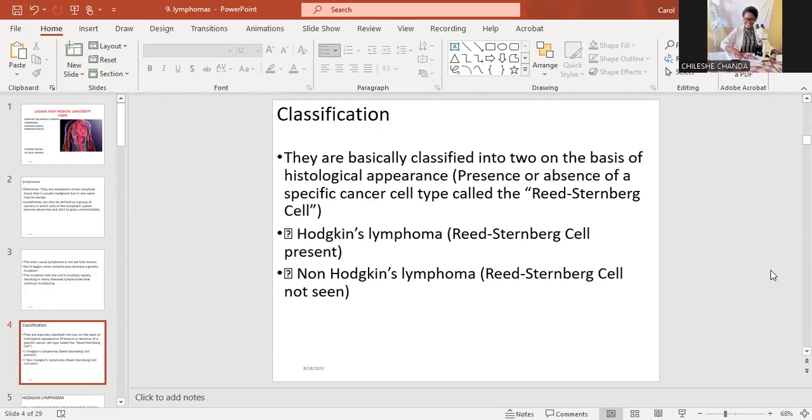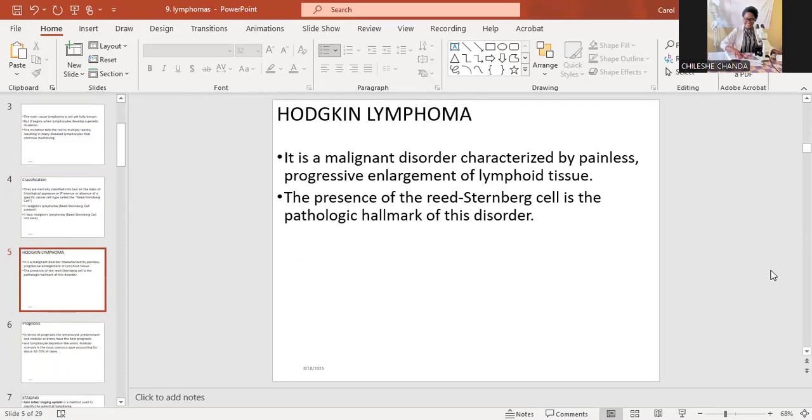Now, what are the classifications of lymphomas? Lymphomas can be classified into two: Hodgkin's or non-Hodgkin's lymphomas. This classification is based on what one sees when you take the lymphoid tissue and put it under the microscope. There is a classic kind of cell known as the Reed-Sternberg cell. If you are able to see the Reed-Sternberg cell under the microscope, you classify this lymphoma as Hodgkin's lymphoma. On the other hand, if there is no Reed-Sternberg cell, the patient has non-Hodgkin's lymphoma. Those are the two classes of lymphoma.